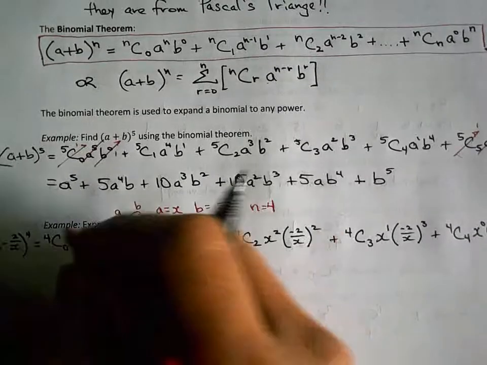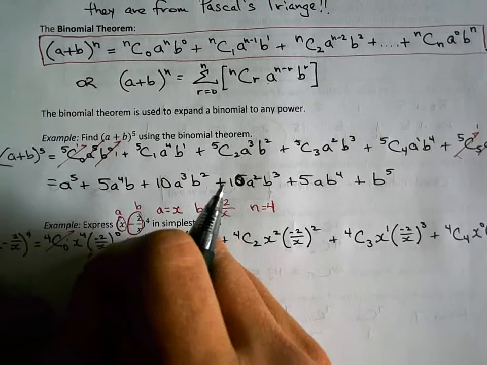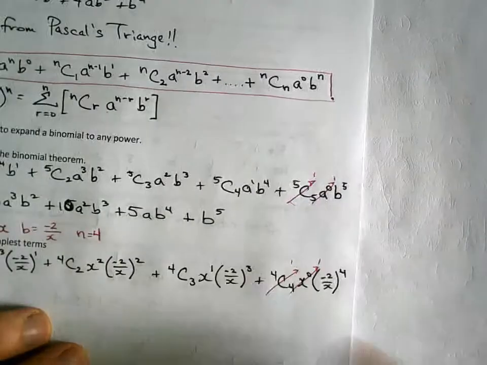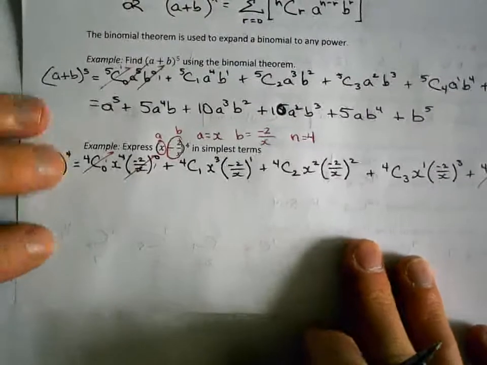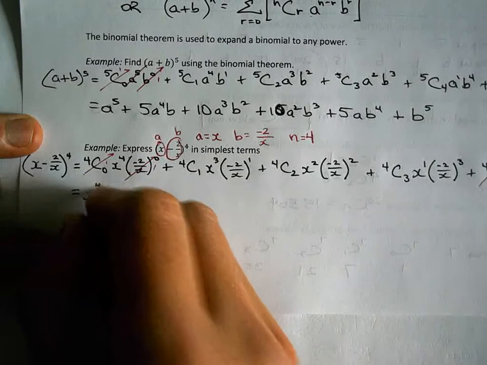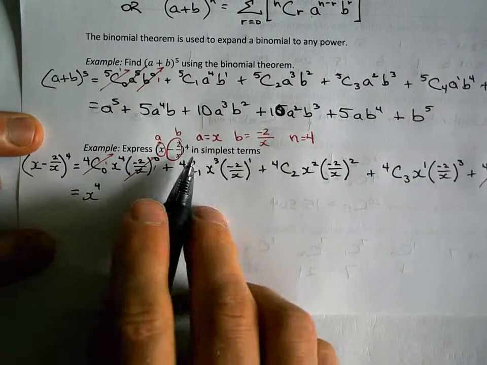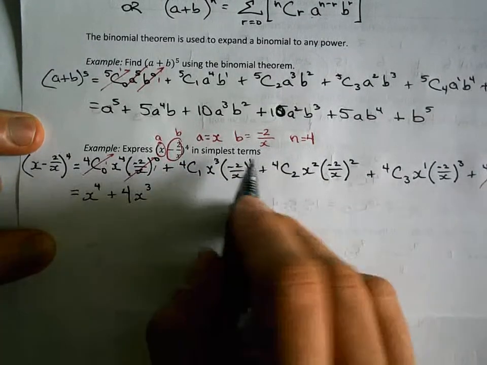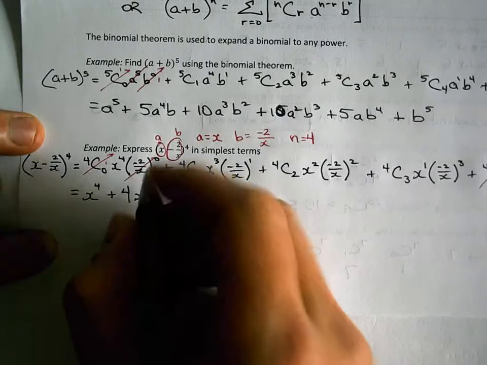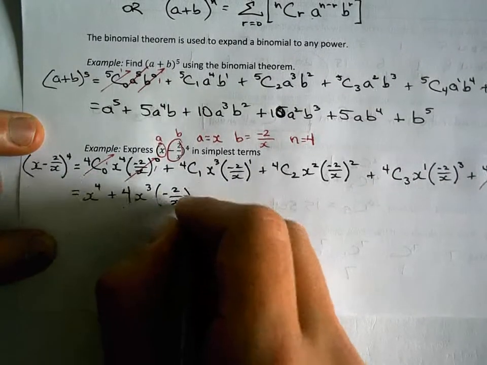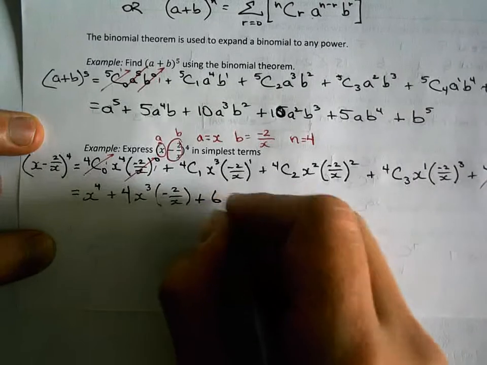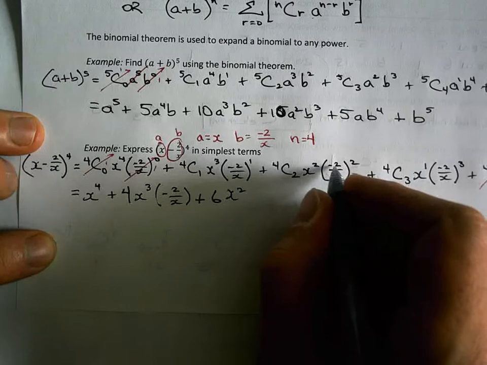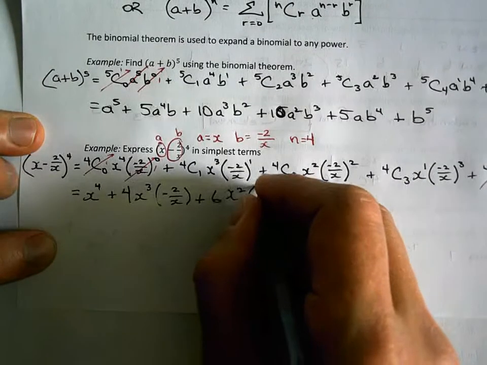Well, remember, this is 1, and this is 1. Similarly, this is 1, and this is 1. So those ones are easy. I end up with x to the power of 4. 4 choose 1 is just 4. I end up with x cubed. Now negative 2 over x, well that's just negative 2 over x. Then I end up with 6 x squared. Okay, negative 2 over x squared is going to be 4 over x squared.